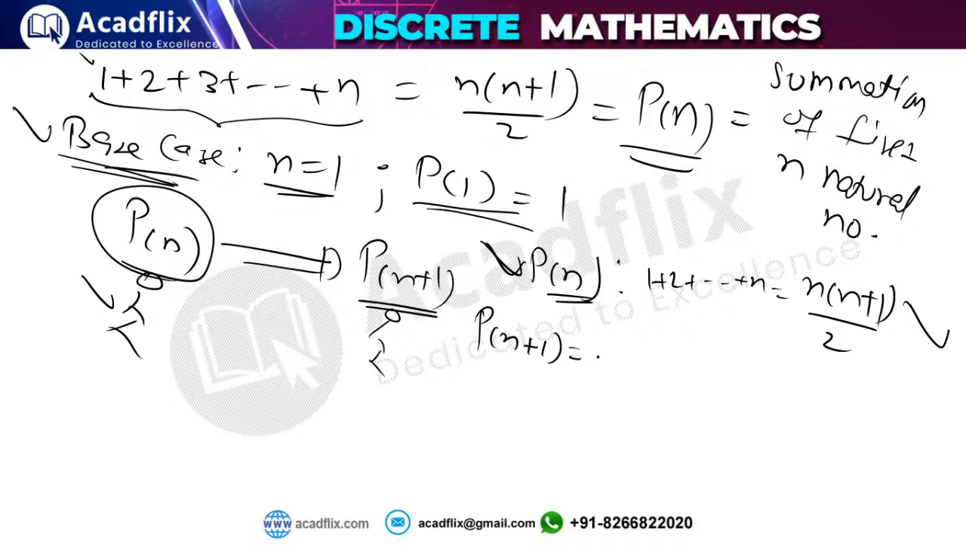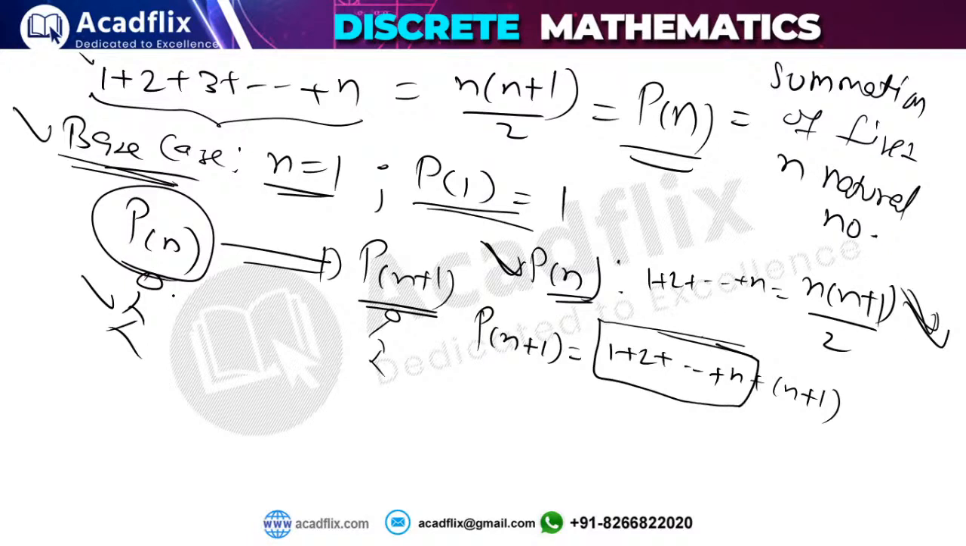Let's see. What is this Pn plus 1? This is nothing but the summation of the first n plus 1 natural numbers: 1 plus 2 and so on plus n plus 1. This you already know, because you have already said that you can do Pn. So this Pn you already have. So this thing is nothing but n(n plus 1) by 2, which you already know, plus n plus 1.